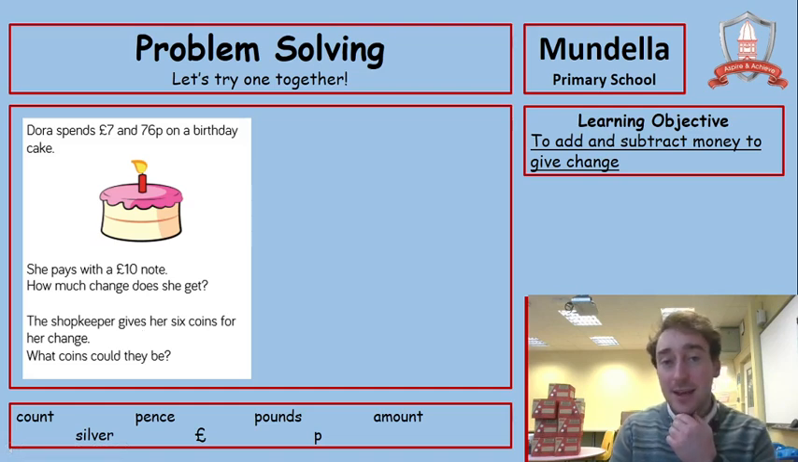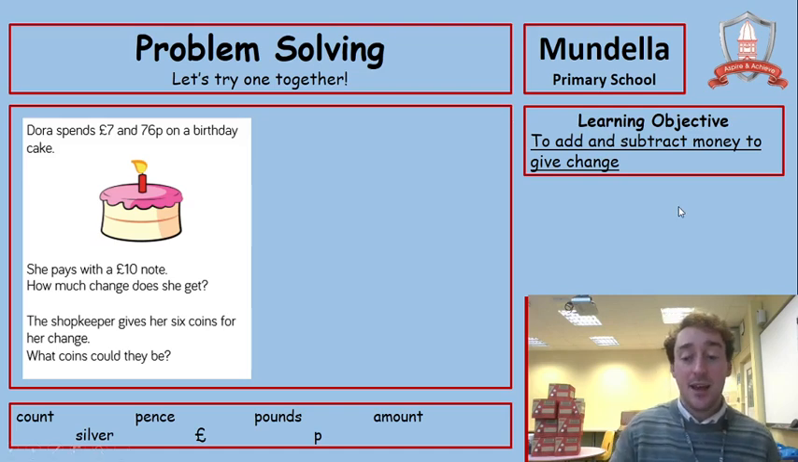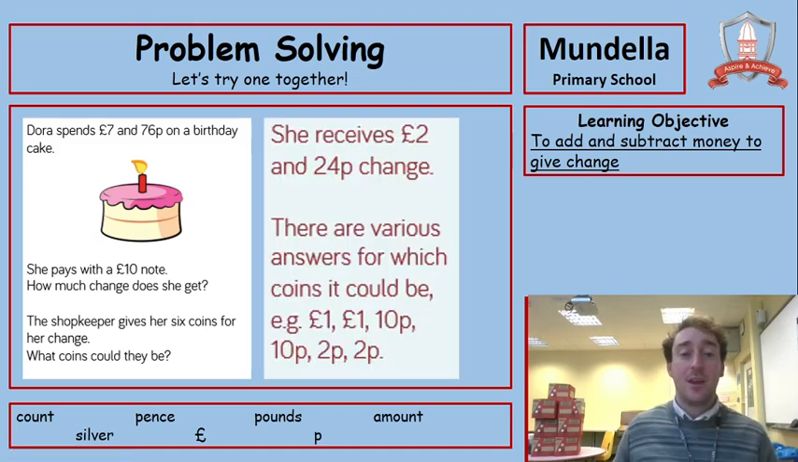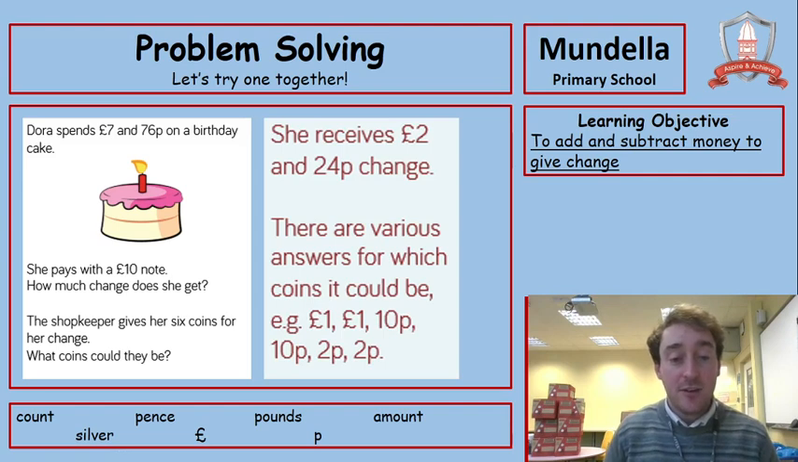Now, the shopkeeper gives her 6 coins for her change. What coins could they be? Well, there's a lot of options here, but let's have a look at what I wrote. It could be, for example, 2 £1 coins to get the £2, and then a 10p, a 10p, a 2p, and a 2p. I wonder what would be the smallest amount of coins to use? Yeah, you could have a £2 coin, a 20p coin, and 2 2p coins as well. There's lots of different ways.